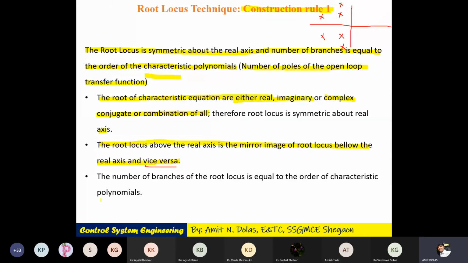These are some points to be remembered. It is in theoretical form, of course. The number of branches of the root locus is equal to the order of the characteristic polynomial, that we have already mentioned in the definition here.